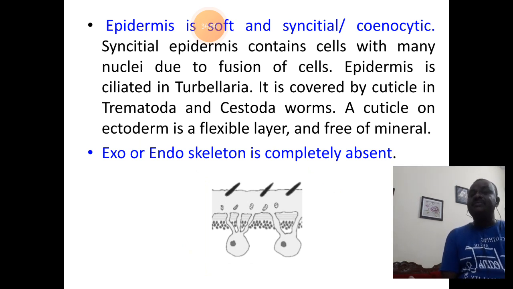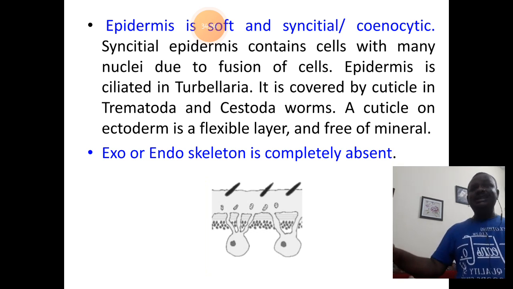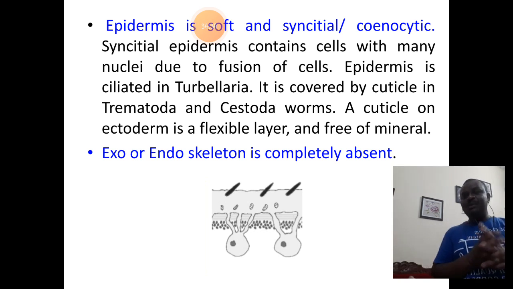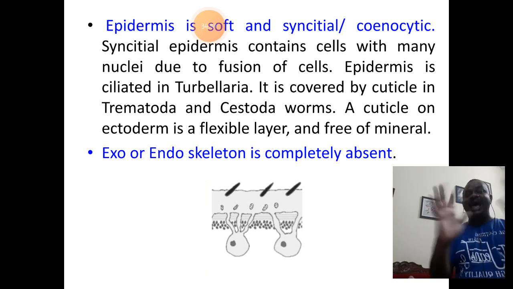The next feature is the body covering. Students, the body covering of these flatworms is generally called the epidermis. Epidermis is very soft and it is made up of a special kind of cells which are multicellular, but the cells are all fused. You generally find a cell membrane between 2 cells, joining them. Here, this cell membrane between 2 cells is absent.